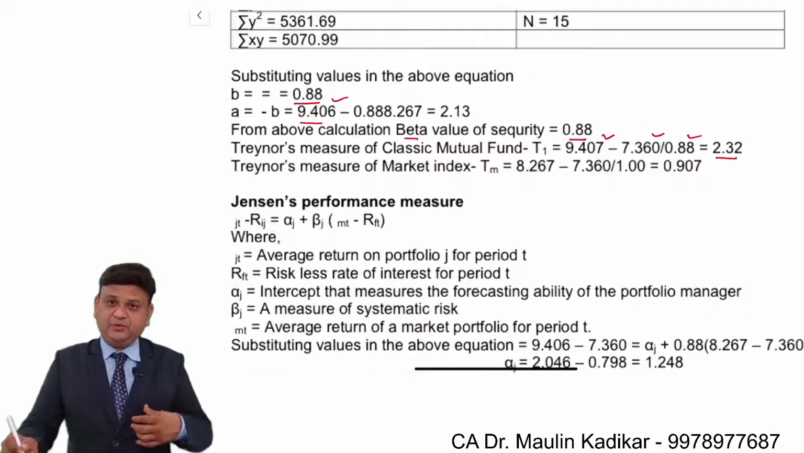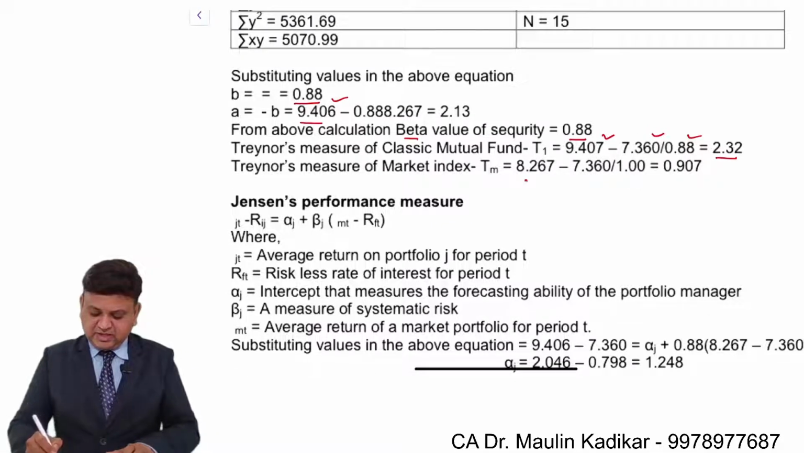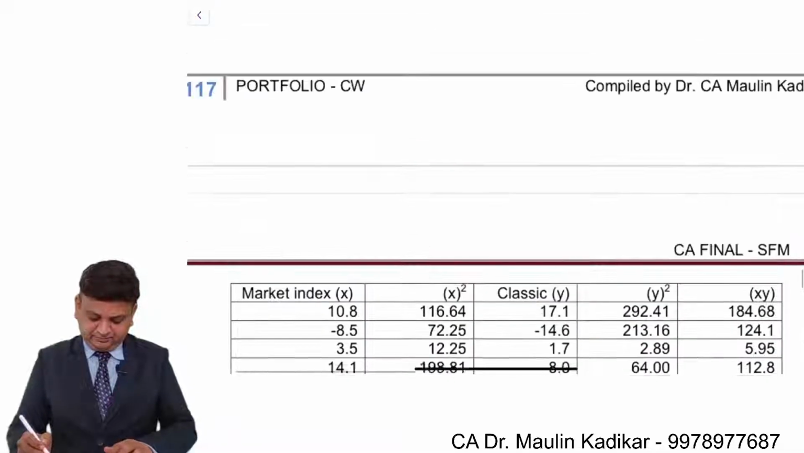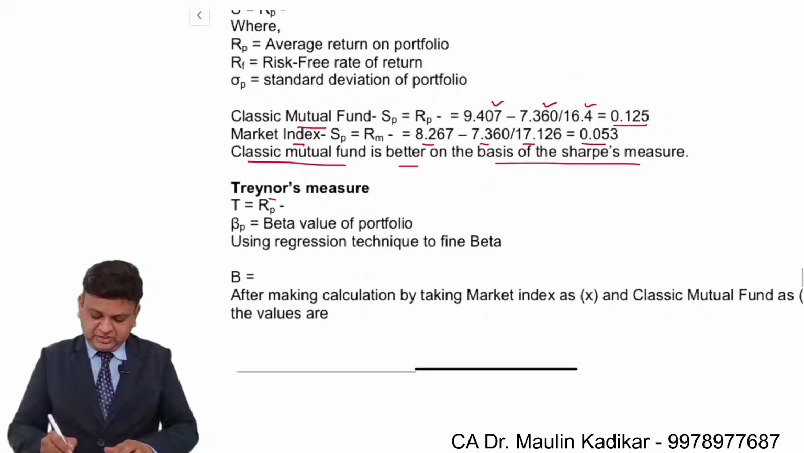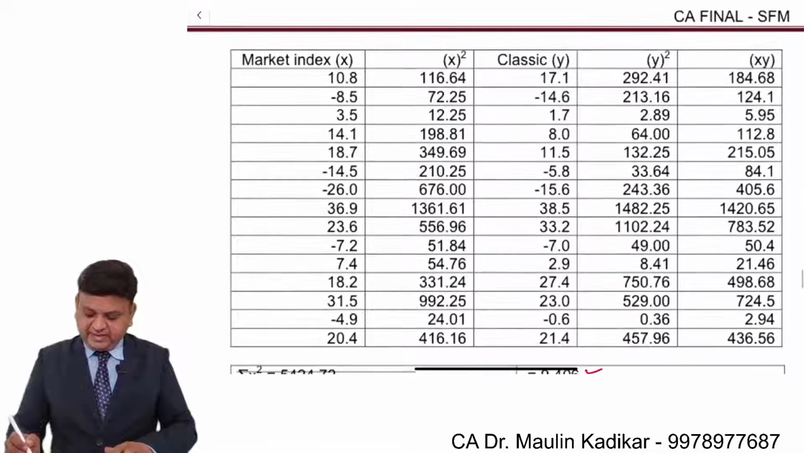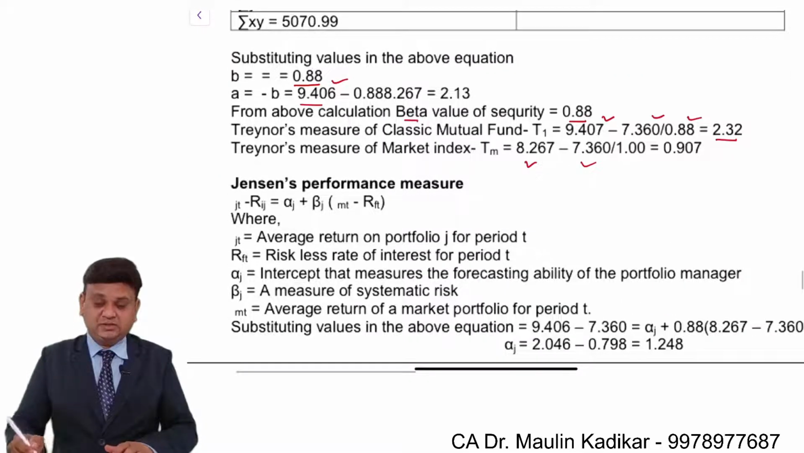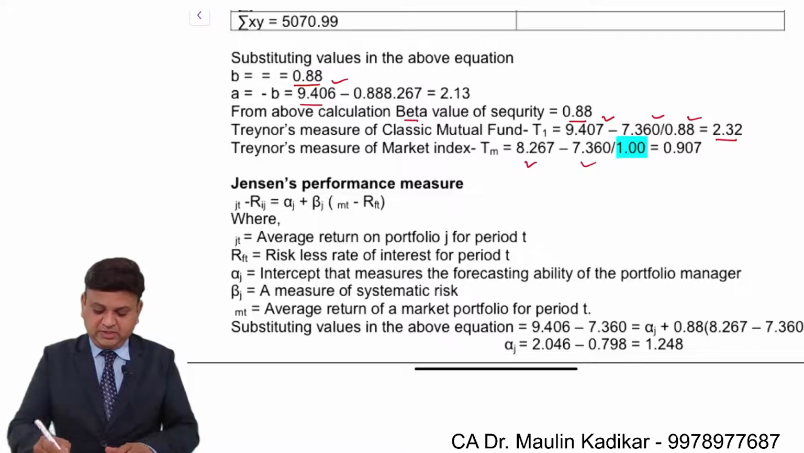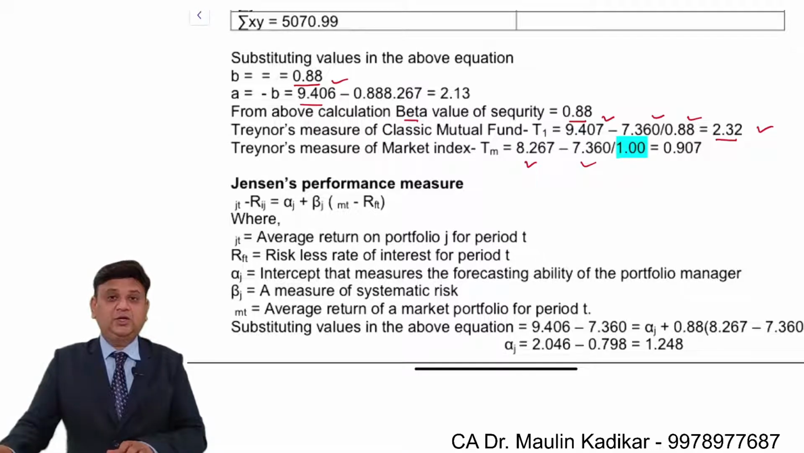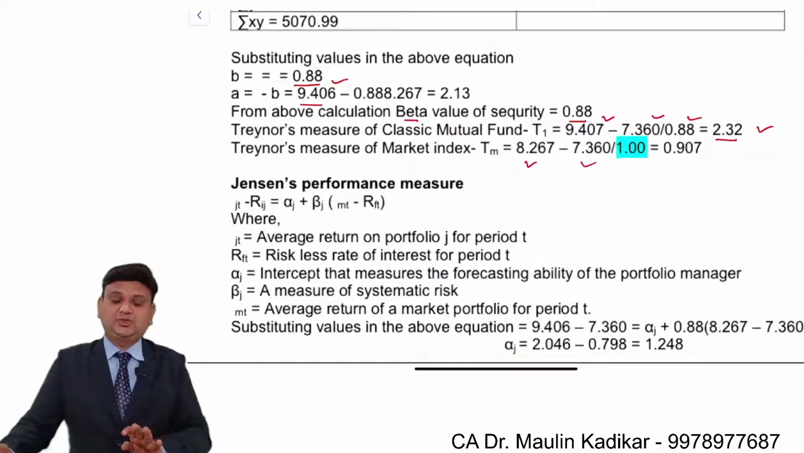As far as the market portfolio is concerned, it is 8.267 minus RF 7.36 divided by beta, and beta is 1. This is the way you make a comparison, and we select again the mutual fund. Why? Because it has a higher Treynor's ratio.